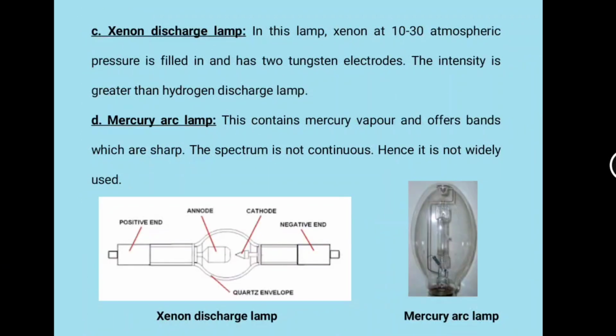Xenon discharge lamp. In this lamp, xenon at 10 to 30 atmospheric pressure is filled in and it has 2 tungsten electrodes. The intensity is greater than the hydrogen discharge lamp. This is the xenon discharge lamp. Mercury arc lamp. This contains mercury vapor and offers bands which are sharp, and the spectrum here is not continuous, so it is not widely used. These are the sources in the UV region.